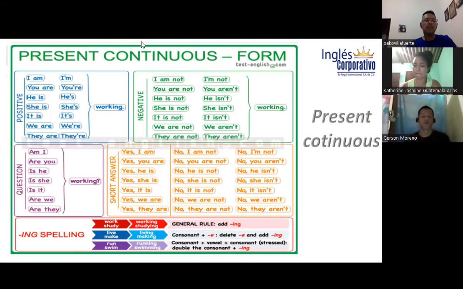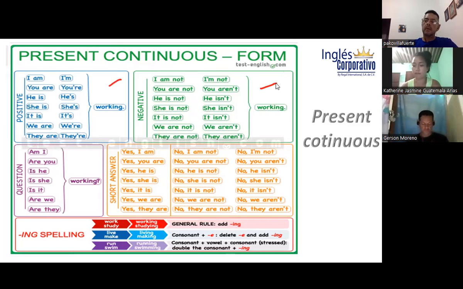We have the positive and negative. I need a volunteer for helping me to read the positive and negative. Who wants to help me to read this, please? Yes? Me. Okay, thank you. Read. Wow. Yes, positive and negative, this one and this one.